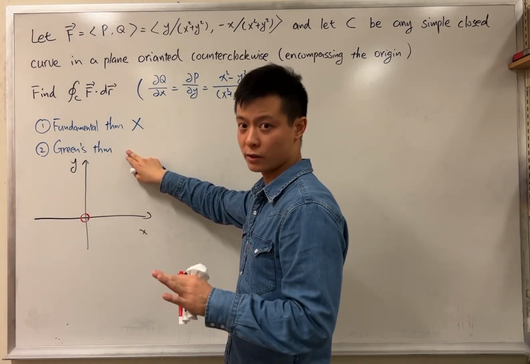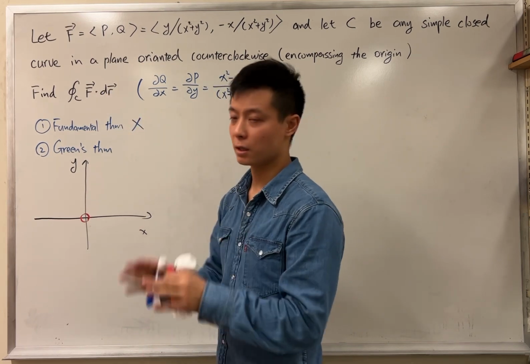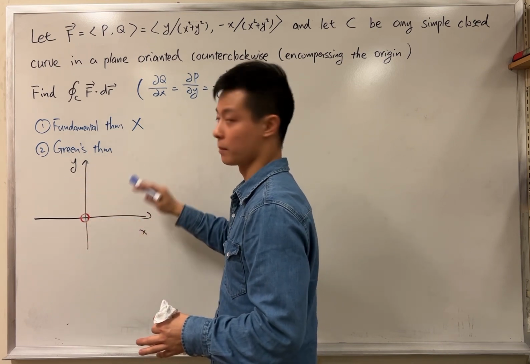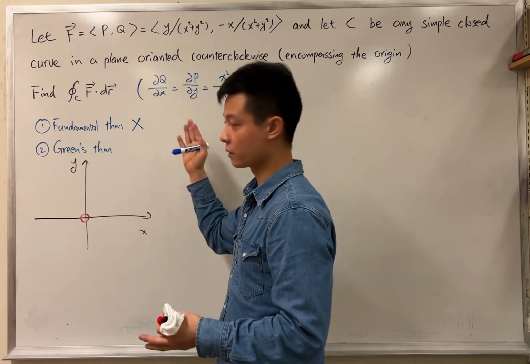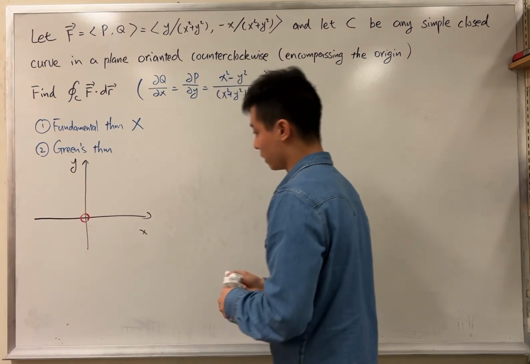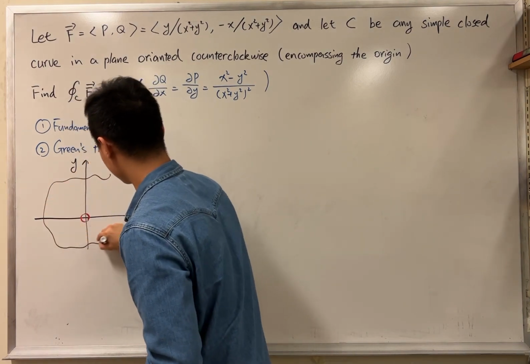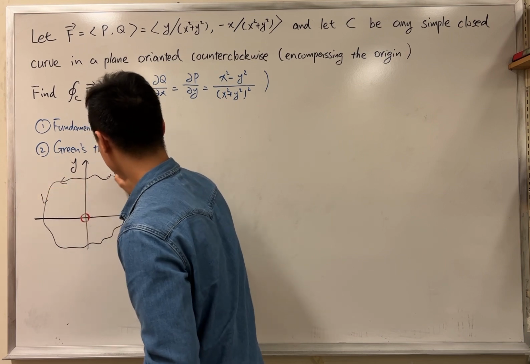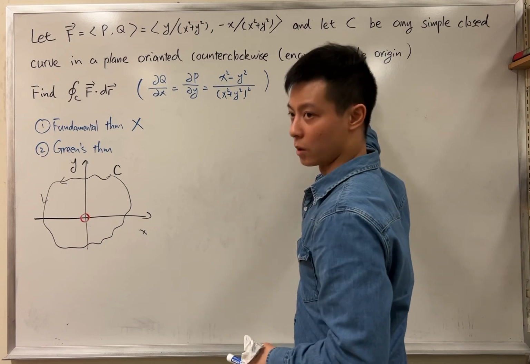If we want to use the Green's theorem, then we will need to turn the line integral into a double integral over the region enclosed by the curve C. So we will be working on the partial derivatives. In the picture, it's going to look like this. The curve C is going to be going in the counterclockwise direction, and then it's going to enclose the origin.